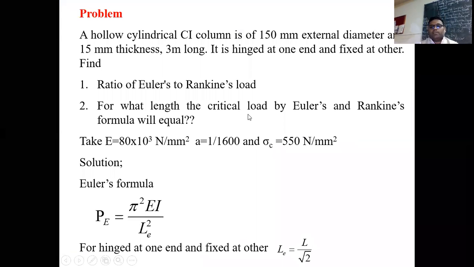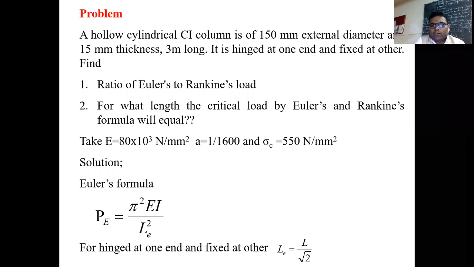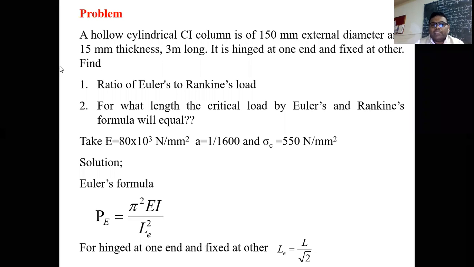The statement of the first numerical is: a hollow cylindrical cast iron column is of 150 mm external diameter and thickness is 15 mm, and 3 meter long, and it's hinged at one end and fixed at the other end. So we have the external diameter of that column as 150, and the thickness of the column is 15. So it means the internal diameter, how much will it be?